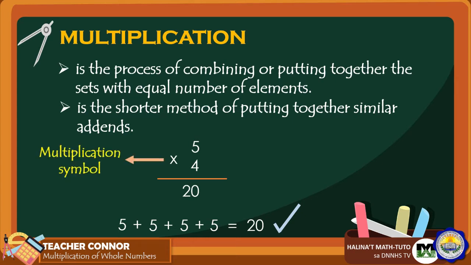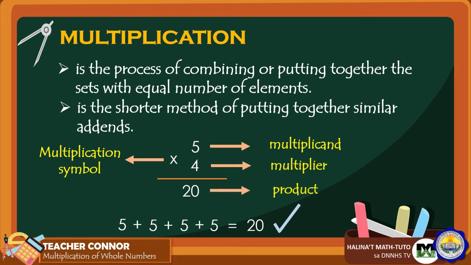X is known as multiplication symbol. 5 is called the multiplicand. 4 is called the multiplier. And 20 is called the product or the answer in the multiplication. 5 and 4 are also known as the factors of 20.